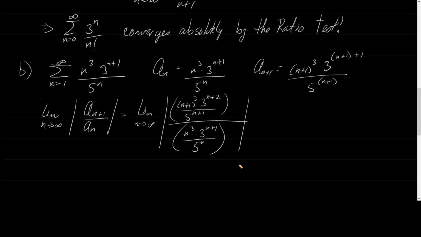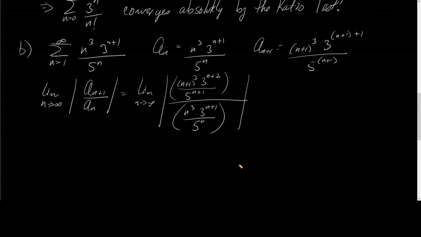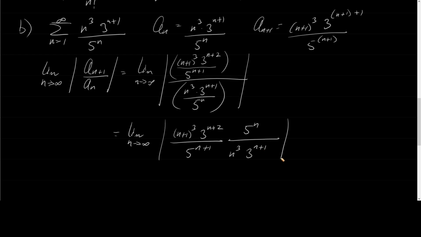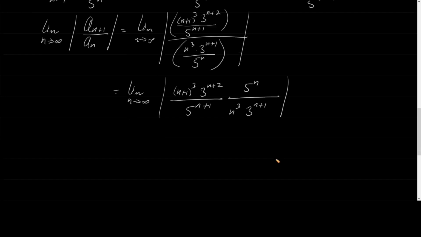We've got a huge fraction over another huge fraction. So let's change that. We know that when we divide by a fraction, we can multiply by the reciprocal. So what we're going to have here is n plus 1 cubed times 3 to the n plus 2 over 5 to the n plus 1 times, multiplying by the reciprocal, 5 to the n over n cubed times 3 to the n plus 1. Cool. Now, let's see what cancels out here.